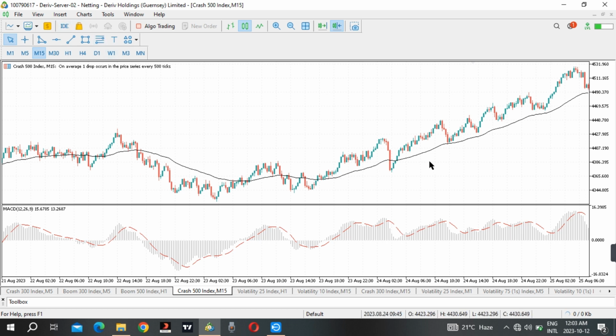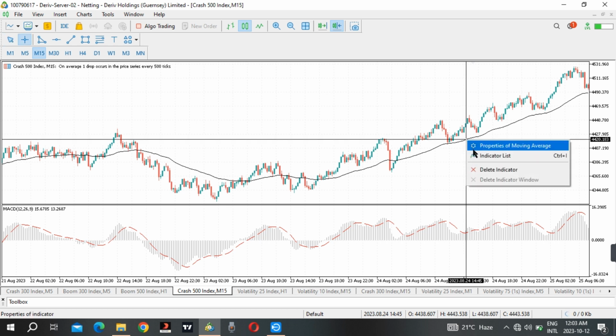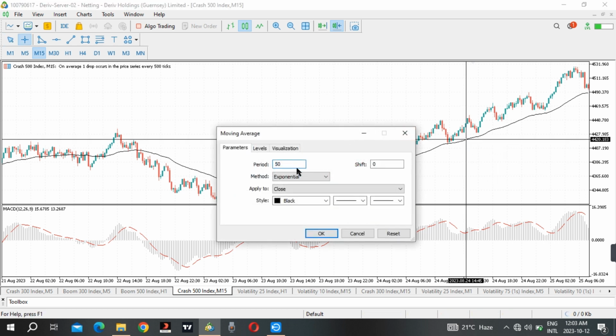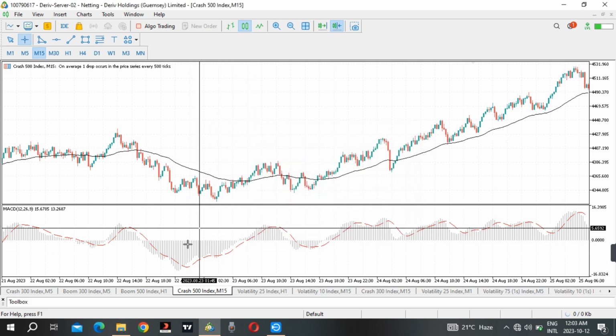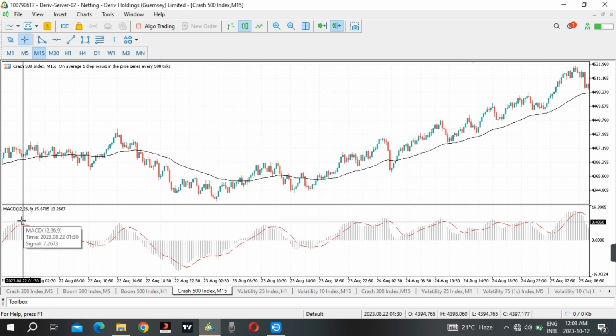So for this strategy, we're going to be using the moving average and the MACD, right? For the moving average, I just want to make this simple. So we're just using this one moving average, the 50 moving average. Let me just show you the settings for it. It is the 50 moving average, exponential, applied to close, and it's black on my charts. You can use the color of your choice, depending on the background of your charts. Then click OK. Then below we've got the MACD.